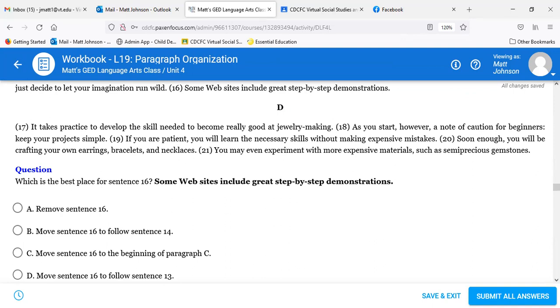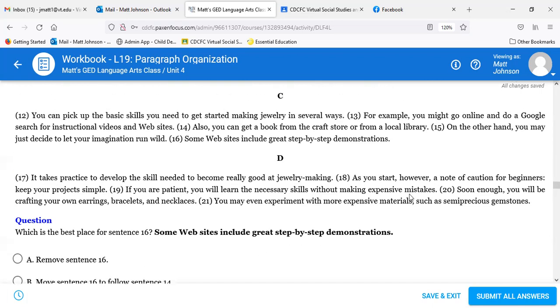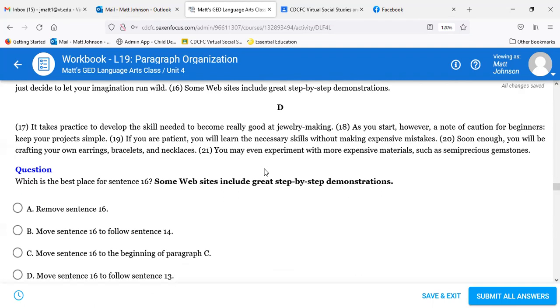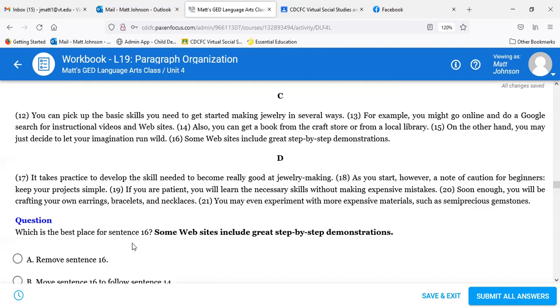Some websites include great step-by-step demonstrations. I think it should be the topic sentence, so it should go to the beginning of paragraph C. You say C? It's going to be D. So we're going to move it to follow sentence 13.